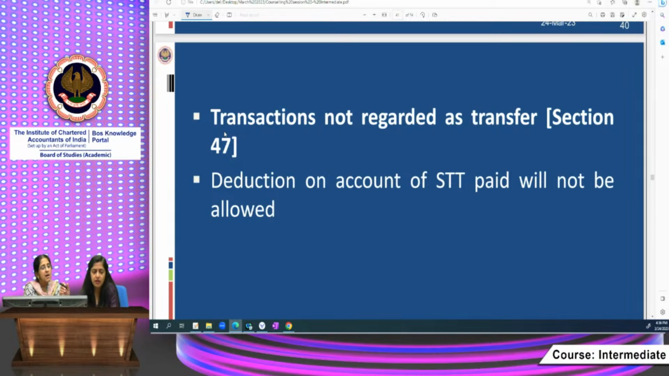Prateek, for virtual assets there's a separate provision, okay, and it's one of the special provisions which comes under 115B in that chapter, but it is not included within the scope of the intermediate syllabus. So you will not be tested on that.